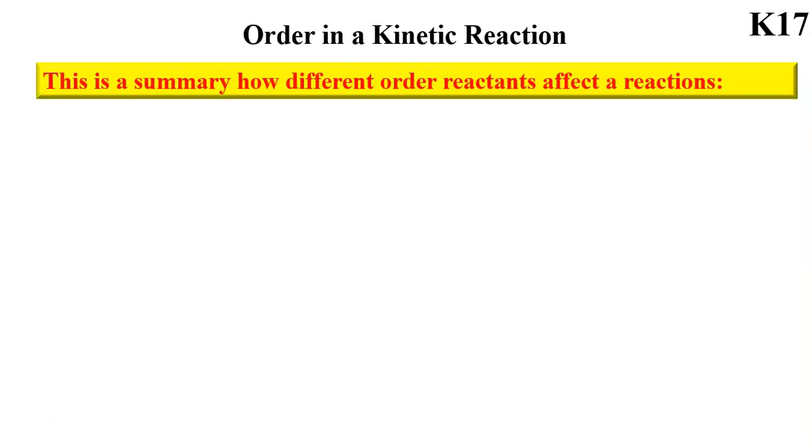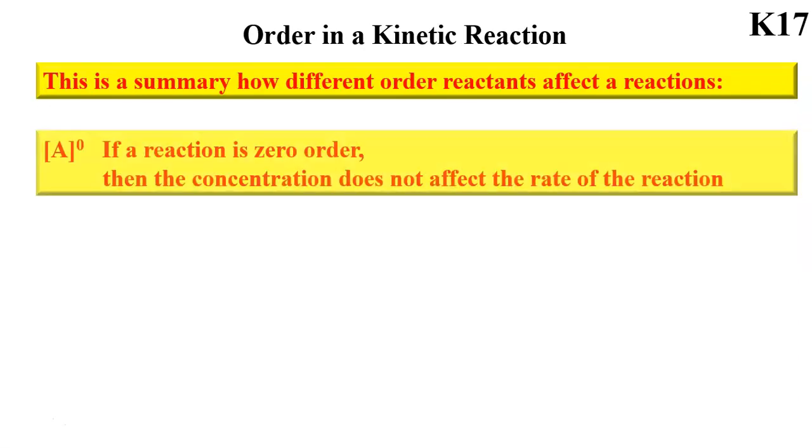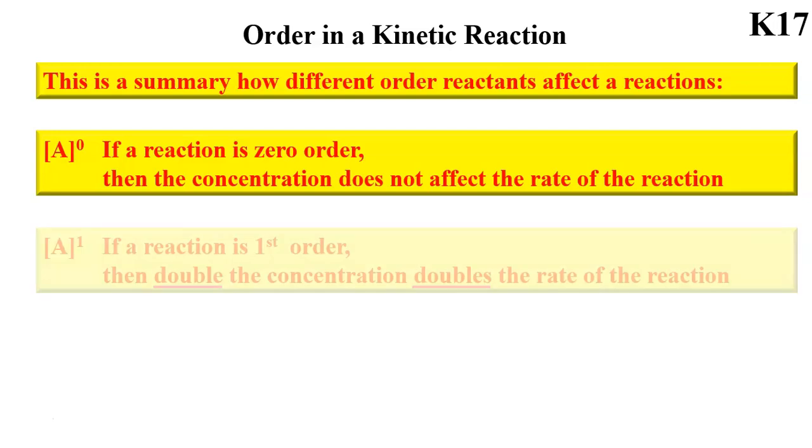So this is a summary of how different order reactants affect reactions. If a reaction is 0 order, then the concentration does not affect the rate of the reaction. In other words, A to the 0 simply equals 1. So it doesn't matter what concentration you put in for A, it's always going to be 1. Therefore, you're saying that the concentration of A doesn't affect how fast the reaction takes place.